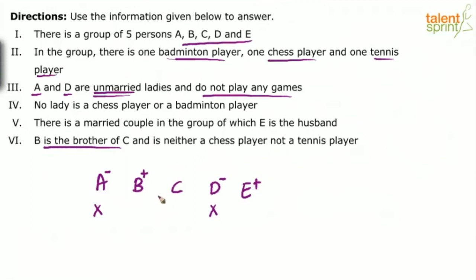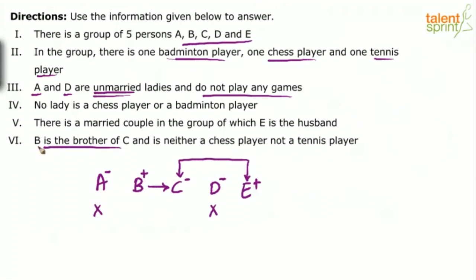But the point here is, we know that E is a married person and he is the husband of one of these persons here. Now we already know that A and D are unmarried, B is the brother, so obviously we can say that E is married to C and C has to be a female person then, right? So with respect to relationships, it's very clear. B is the brother of C, C and E are a married couple and A and D are unmarried, right?